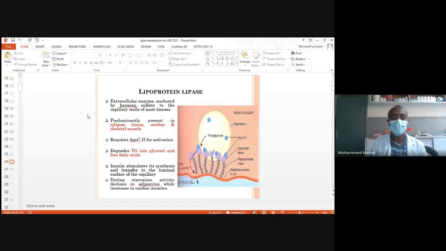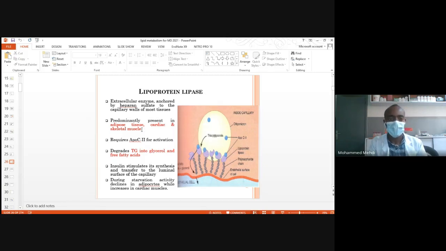Heteropolysaccharides are made of more than one type of sugar. This is one example: heparan sulfate has more than one type of sugar. It is found in heparan sulfate, and this one binds the lipoprotein lipase enzyme, which is activated by ApoC2 for the degradation of triacylglycerol.